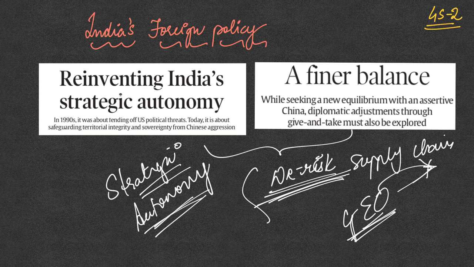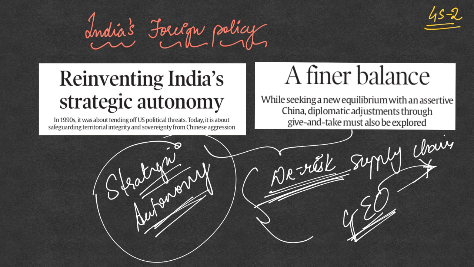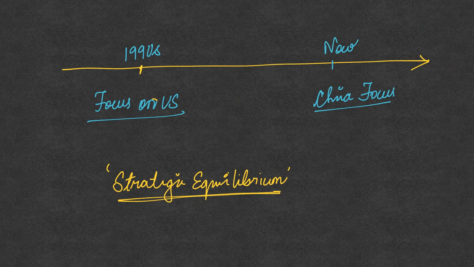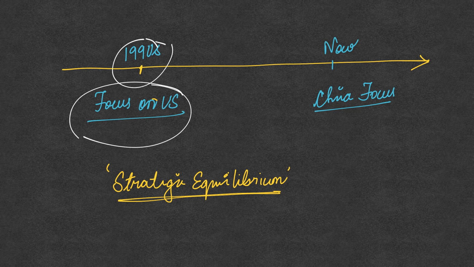So de-risking the supply chain and moving to a new economic order where we do not have excessive dependence on China is an integral part of our strategic autonomy. That has to be done if we need to ensure our strategic autonomy. What C. Raja Mohan also explains is how in the 1990s our strategic autonomy was about something else, and now it is about something different.